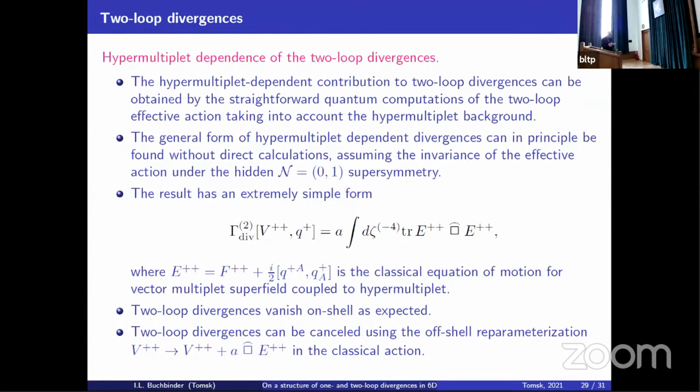Then instead of F++, we have E++, which is the total left-hand side of the classical equations of motion for the theory of the vector multiplet coupled to the hypermultiplet. And we see, first, the two-loop divergences vanish on shell, as we expected. And second, there is a very interesting observation. There are two contributions from the equations of motion. It means off shell we can make a transformation of the V++ field in the classical action of this form, and cancel the two-loop divergence altogether.